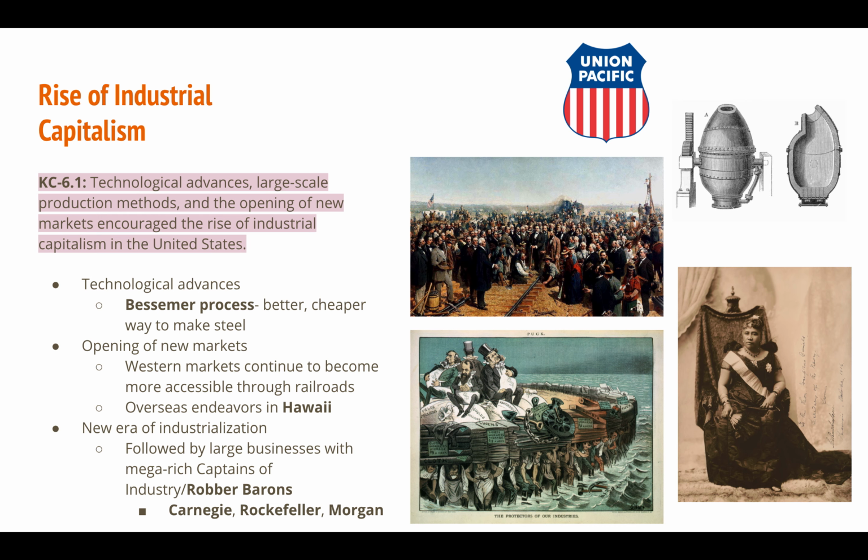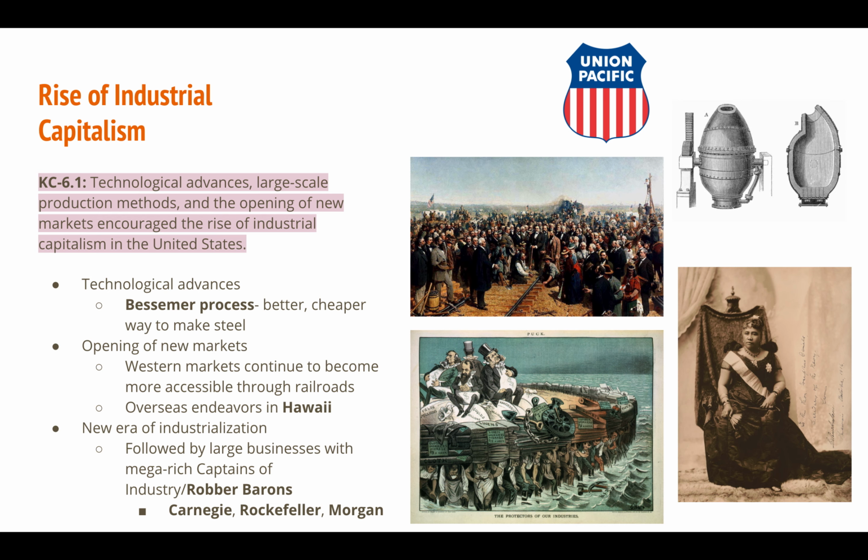The technological advances, one of the biggest ones was the Bessemer process. This was a better and cheaper way to make steel, and steel was driving this industrial expansion with railroads and factories. And the opening of new markets refers to the Western markets. So now that railroads are being laid down, connecting markets in California to the Midwest and the East Coast, there are more people buying products. There's also overseas expansion into new markets. In Hawaii, the fruit growers overthrow the monarchy in attempts to make Hawaii a U.S. state.